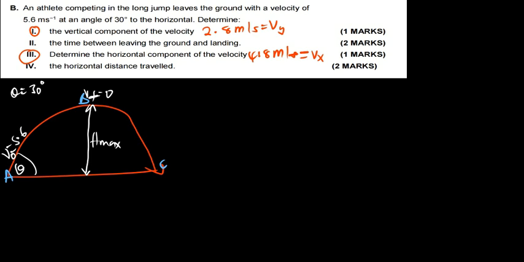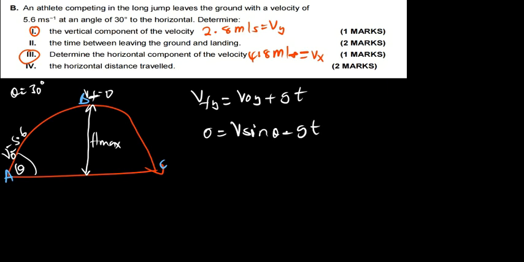I'm going to use this formula: V final in y is equal to V initial in y plus gt. Now this object is going up. When it reaches point B, the final velocity is 0. Then Vy is basically V sine theta. Now G, since this object is going up, G will be negative. Now it will be negative GT.